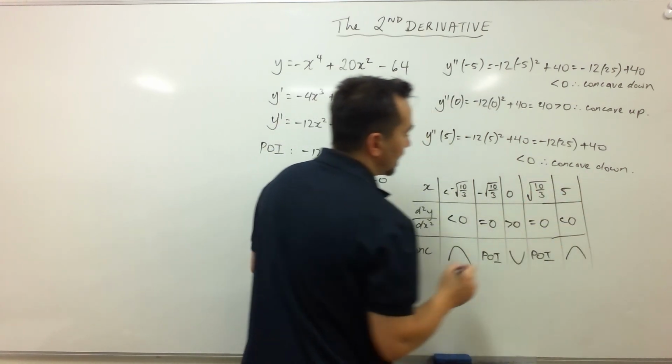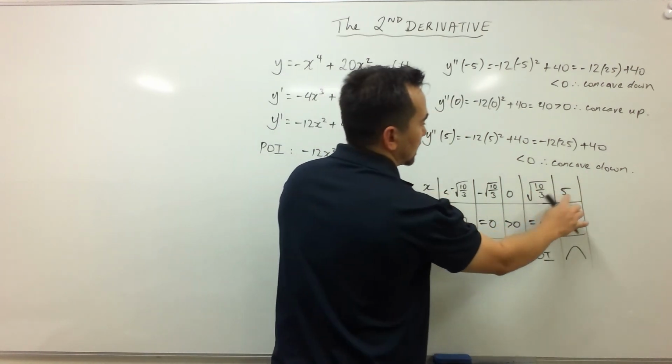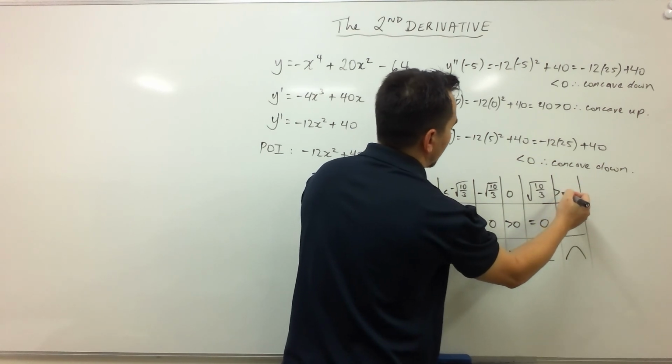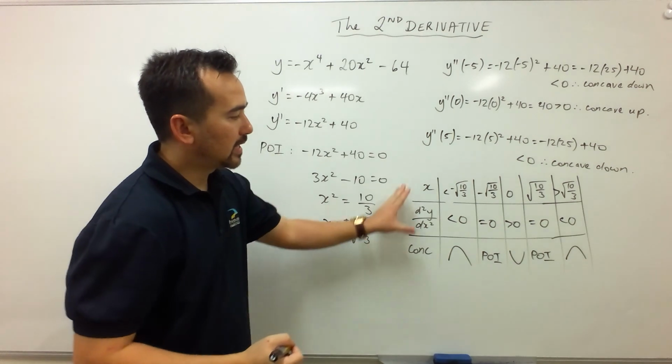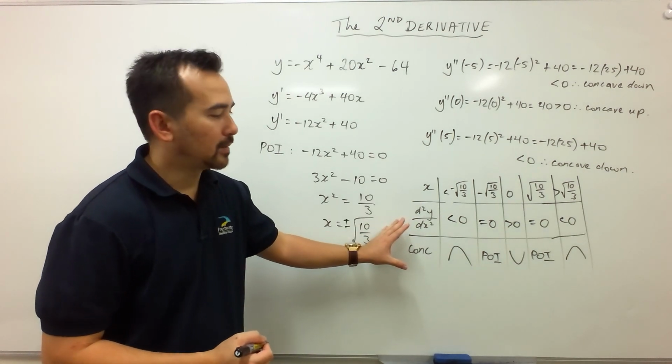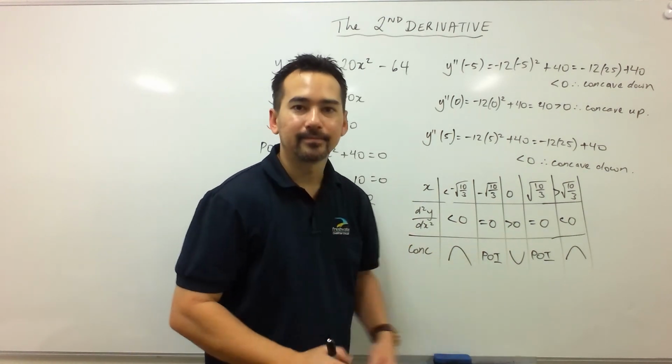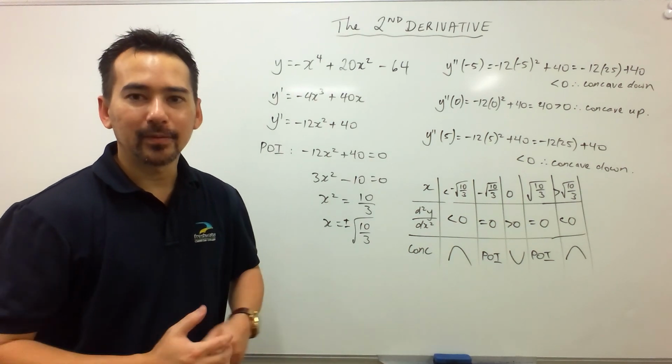Now, just to be consistent, I really should say that these values are greater than root 10 on 3. And that's a little tidy table you should put into your exam to summarize what's happening. And there you go. Good luck with those questions.